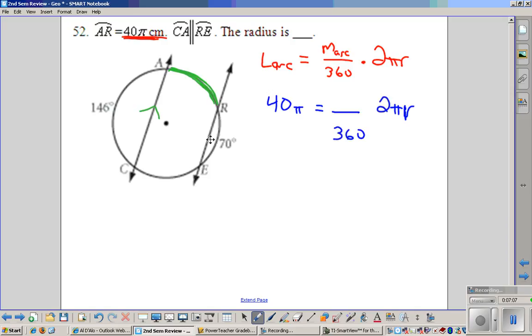So here's AR. We need to know how many degrees is that arc. We learned that if these lines are parallel, that these two arcs are the same. And we have 70 degrees of an arc. 146 of that arc over there, so we have a lot of arc already. If we add those up, we get 216, I believe. 360 degrees minus that's what's left over. Okay, so we get, let's see here, 144, I believe, 144 degrees to be split up evenly here, 72 degrees, and here, 72 degrees. So we now know the measure of the arc is 72 degrees.